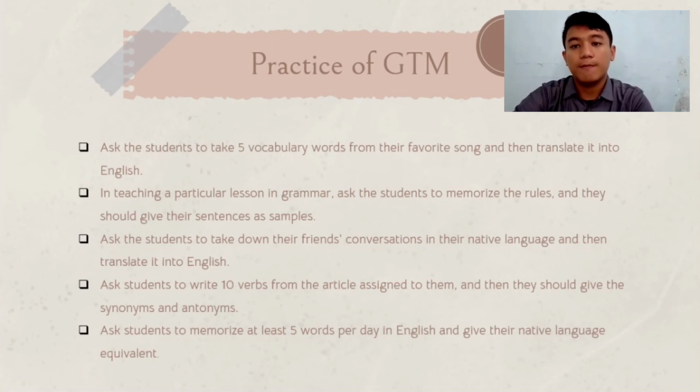it into English. Fourth, ask the student to write 10 verbs from the article essays given to them, and then give the synonym and antonym. Fifth, ask students to memorize at least 5 words per day in English and give their native language equivalent.